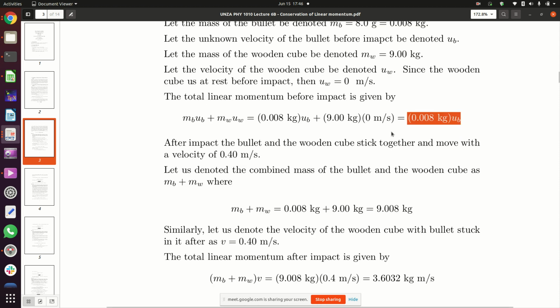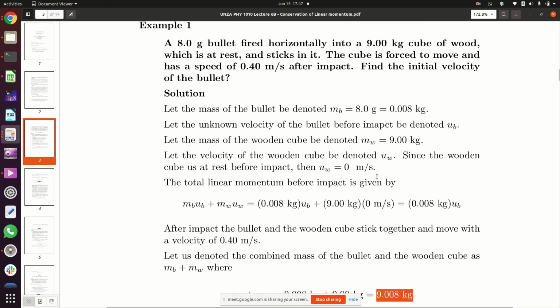So this is the total linear momentum before impact. After impact, just after impact, a couple of things happen. The bullet gets stuck in the wood. Is that clear? The bullet gets stuck in the wood, so the bullet and the wood become one mass. We can denote this combined mass as MB plus MW, which is 0.008 kgs plus 9 kgs. So we will have a combined mass of 9.008 kgs.